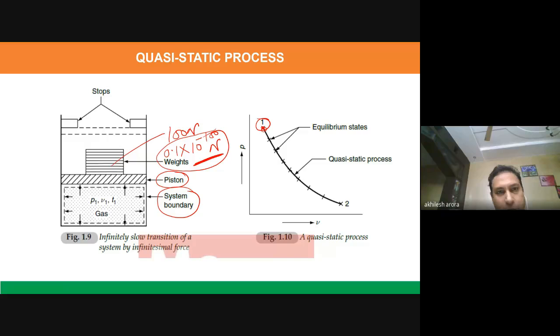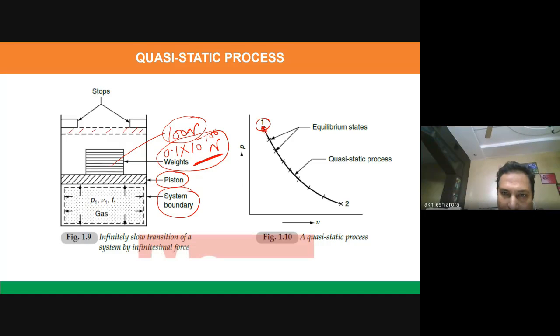Then once again I will remove one more weight. The piston will move a little bit downwards, a little bit of expansion will take place. Then similarly I will keep on removing all the weights, very slowly, till the total weight removed is 100 Newtons and the piston has reached this particular location. What will happen in this case? I know each and every point through which the system has passed. There are infinite states, and I know each state through which the system has gone, so I know the final state also.